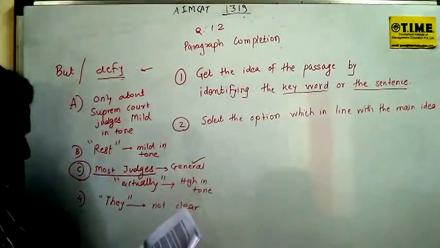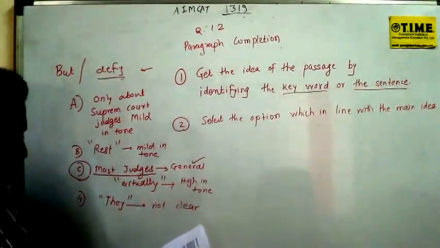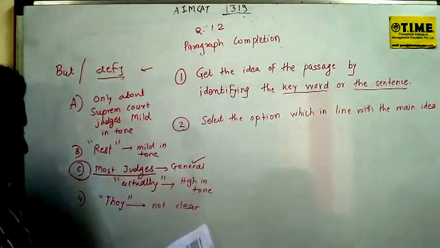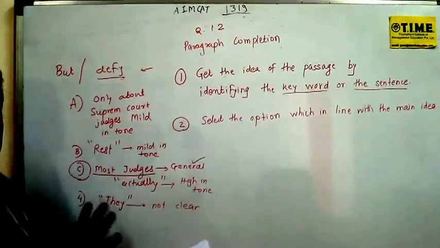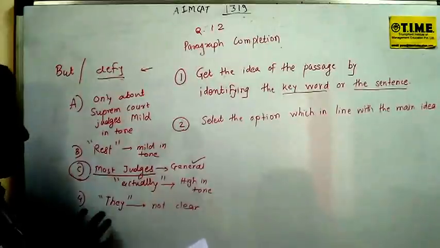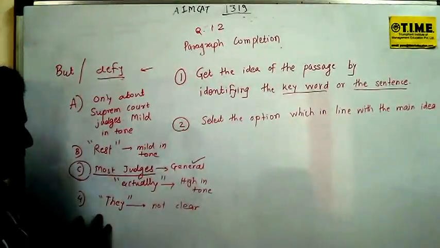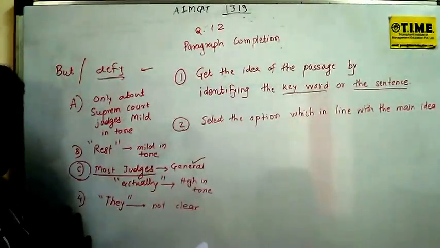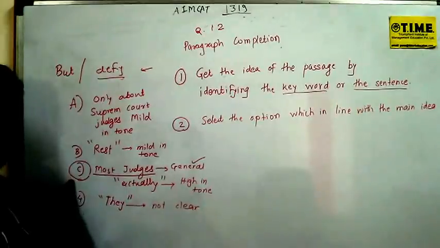If you look at the fourth one, what judges do at home and office is not visible to the ordinary person, they argue. Now who are these they? That is not clear in this option number 4. That's why this option number 4 should be eliminated. So the right answer here is C.